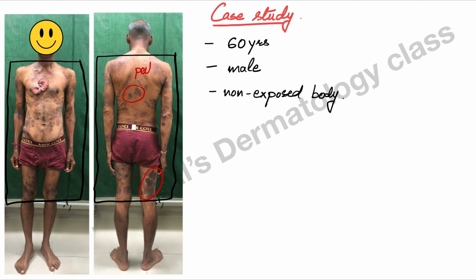So this is a very classic example of MF. The age, the male preponderance, the non-exposed area, and we can see the patch, the plaque, and the tumors all over the body, which is exactly in the bathing trunk fashion, the areas that are covered by a swimsuit.